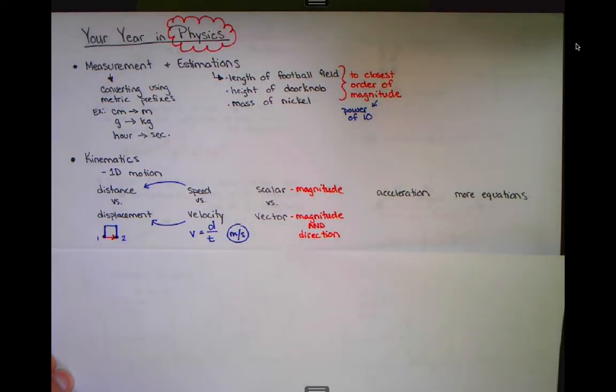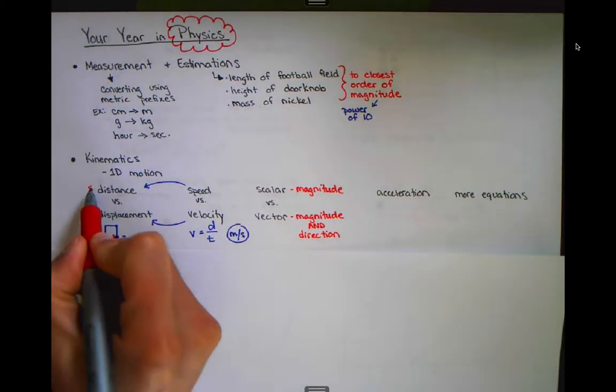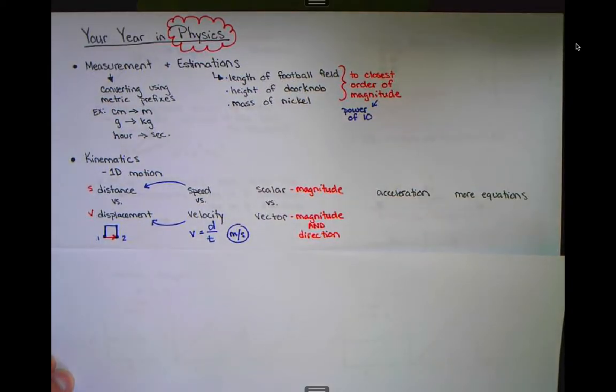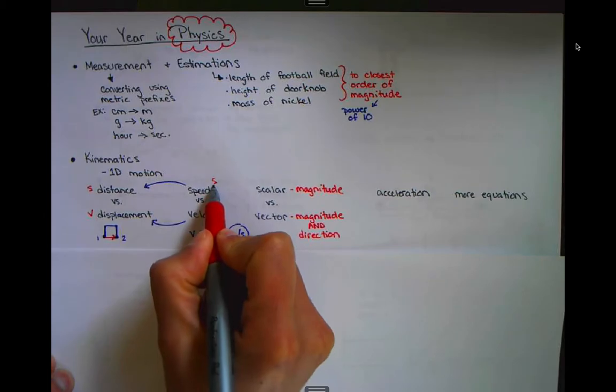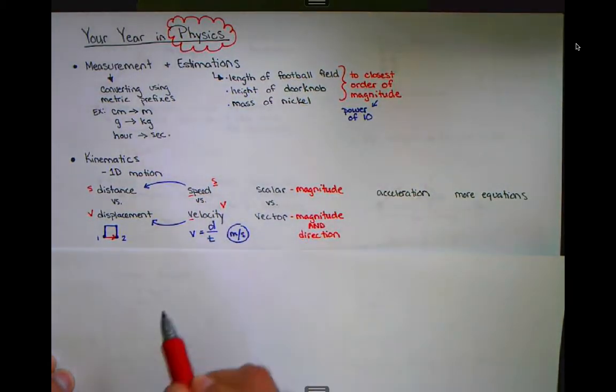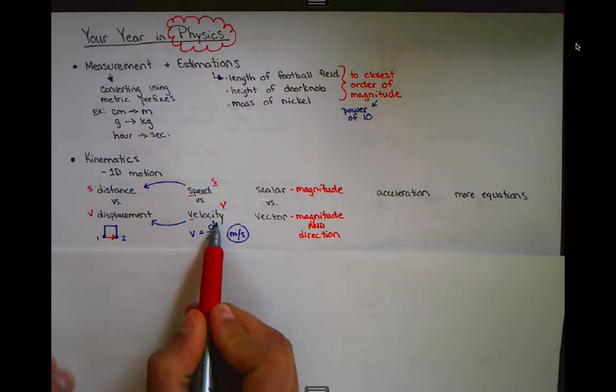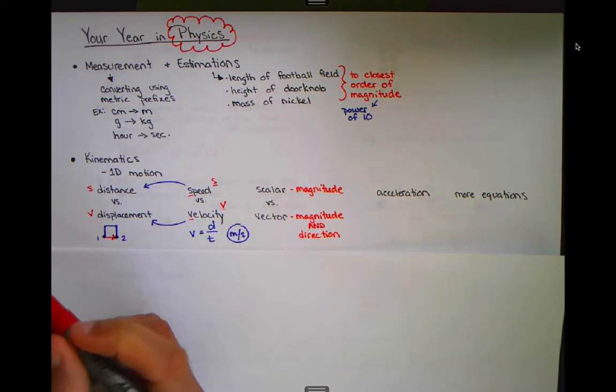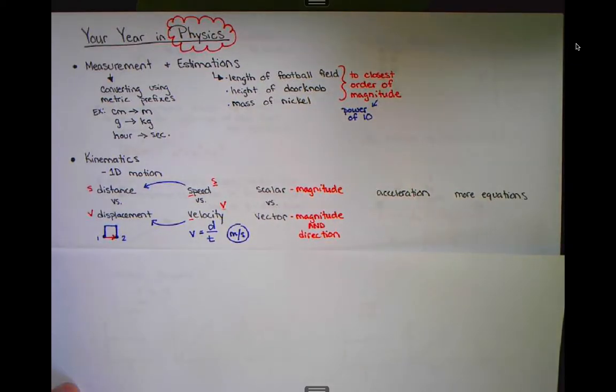So every quantity we talked about this year can be classified as either a scalar or a vector. So if we just go back here, distance is a scalar, displacement is a vector. Speed is a scalar, right? S for scalar, S for speed. V for velocity, V for vector. Velocity is a vector. Okay, so you need to include the direction here. So velocity would be something like 25 meters per second north, right? Whereas your speed would just be 25 meters per second.